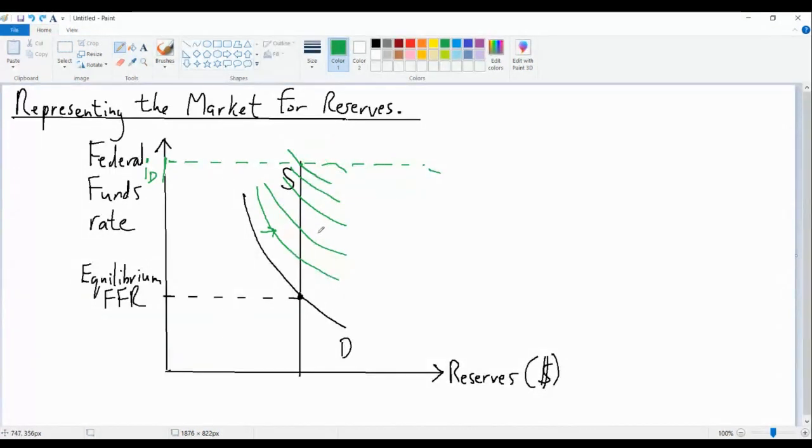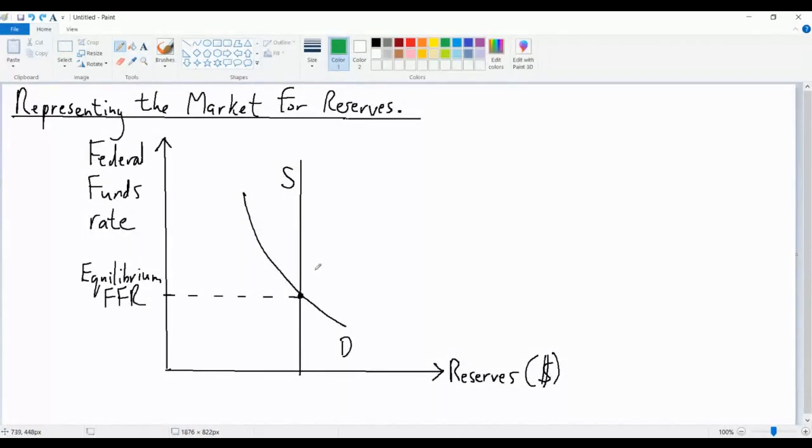In normal times, the federal funds market works in the way we've described. But in abnormal times, if the interest rate that banks charge each other is rising too much, it's going to hit this level, and that's the point at which the Fed knows, okay, the banks are panicking, I need to start lending to them, and I'm just going to lend as much as they need.